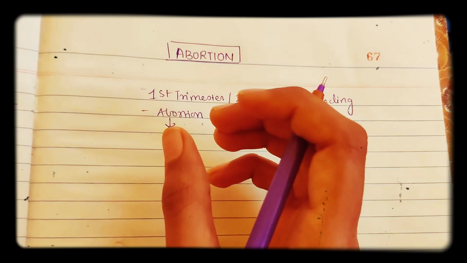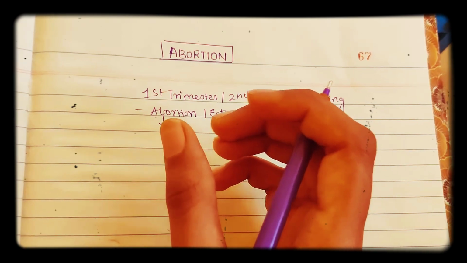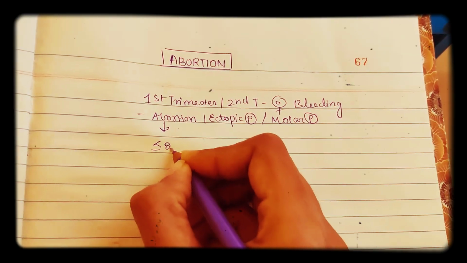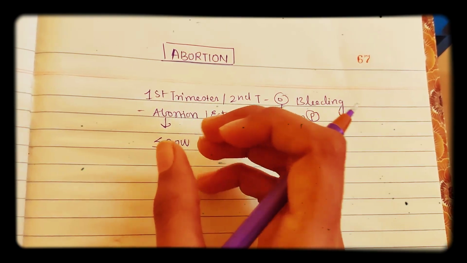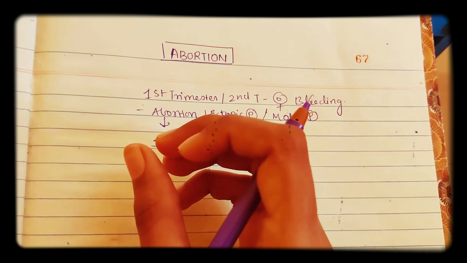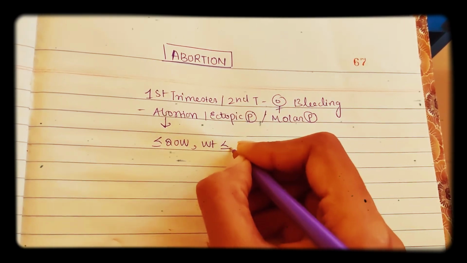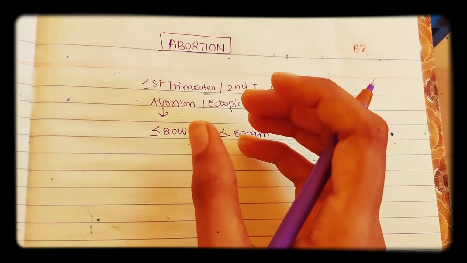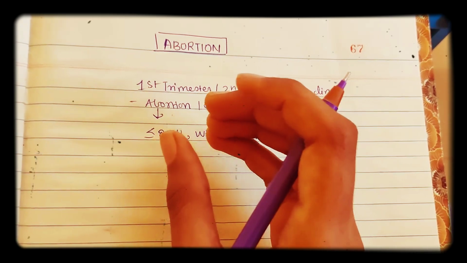Any pregnancy loss which occurs at less than or equal to 20 weeks is called abortion. So according to WHO, any pregnancy loss which occurs when the weight of the fetus is less than 500 grams is called abortion. So the weight of the fetus is less than 500 grams and there is loss of pregnancy before 20 weeks.